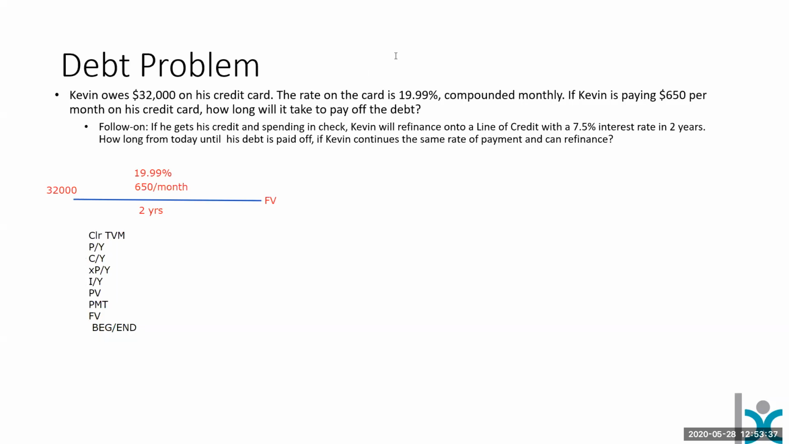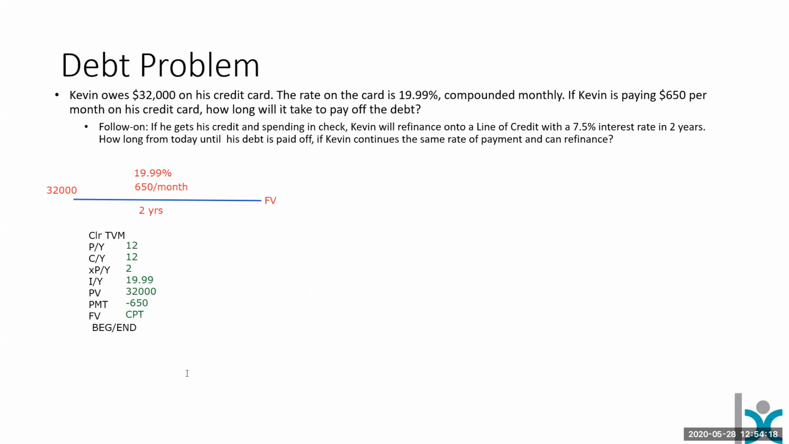Okay, so we can do our PY and CY. Those are once again going to be 12. We can do times PY. We can do IY at 19.99. Again, this is where we want to practice some questions like this, Todd, just to get the hang of how we're going to do multi-stage questions or how we're going to think about less conventional problems. Okay, present value is going to be 32,000, payment at negative 650, and future value is what we're now trying to compute.